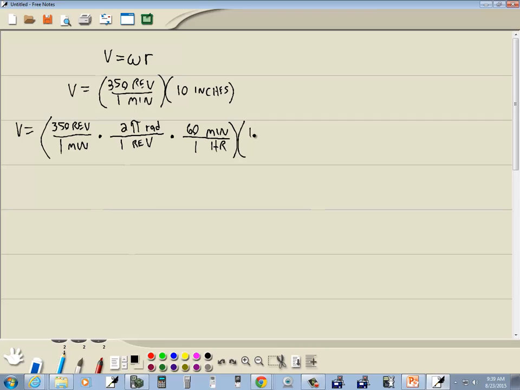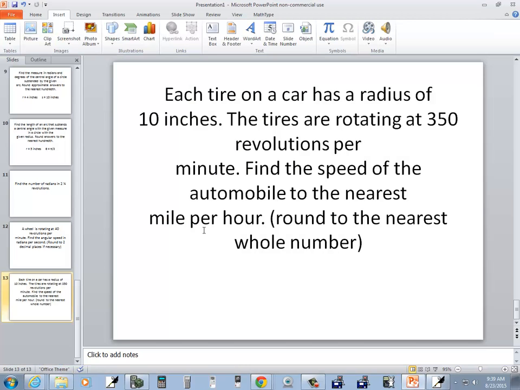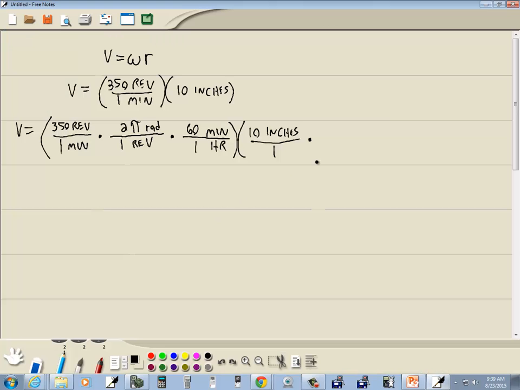Now let's talk about 10 inches. We don't want it in inches. We want it in miles. Well, inches is on top here, so inches has to be on the bottom. It's the way dimensional analysis always works. I don't know how many inches are in a mile, but I do know that there's 12 inches in 1 foot. So I can do this conversion. That gets me a step closer. Now feet is on top here, so feet has to be on the bottom here. And I also know there's 5,280 feet in 1 mile.